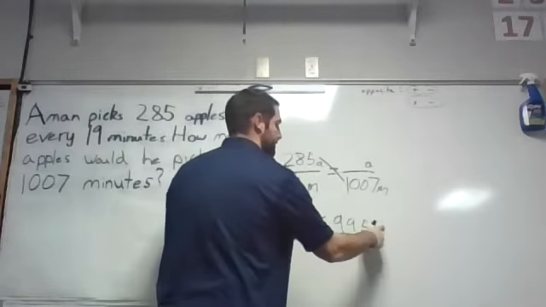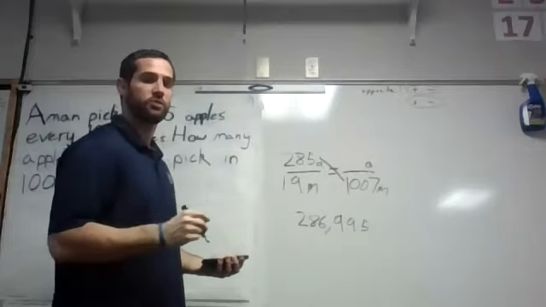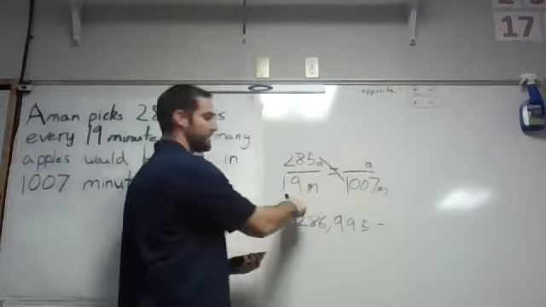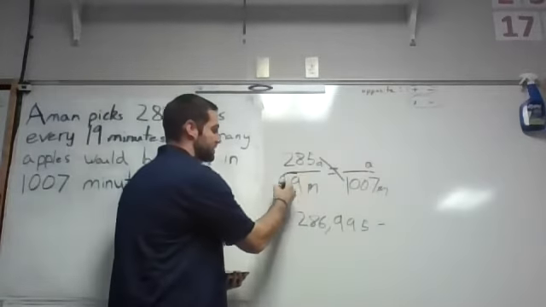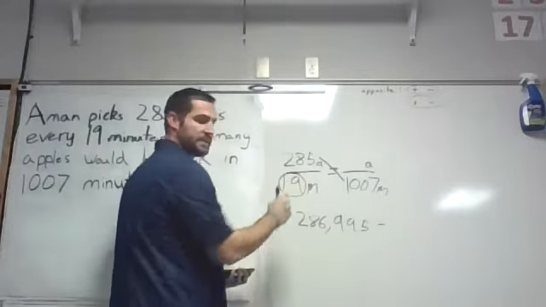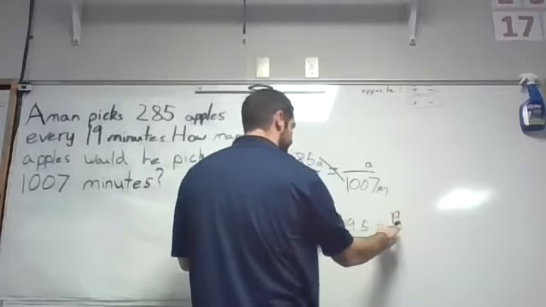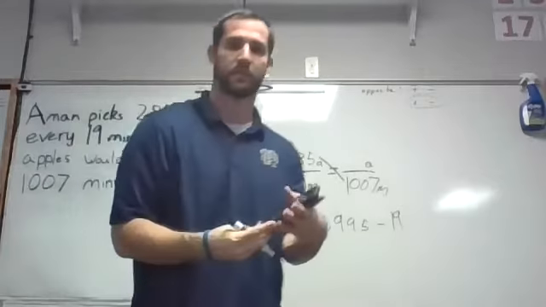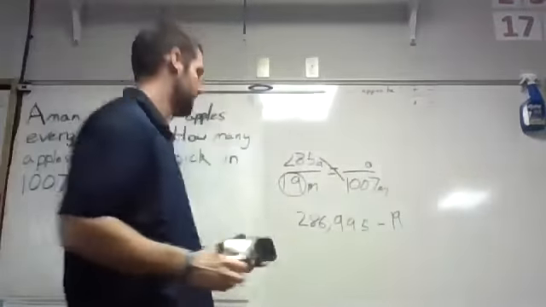So next, with diagonal multiplication, we're going to use division. We're going to take this number and divide by a number that we haven't used yet. We haven't used 19 yet, so we're going to divide it by 19. So you take that big number, divide it by 19, punch it in your calculator, and you'll get 15,105.